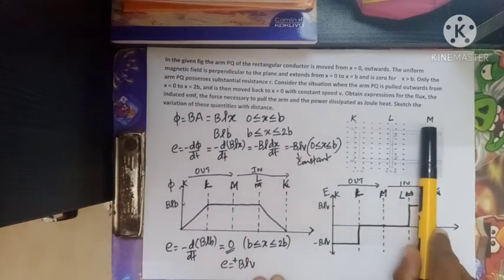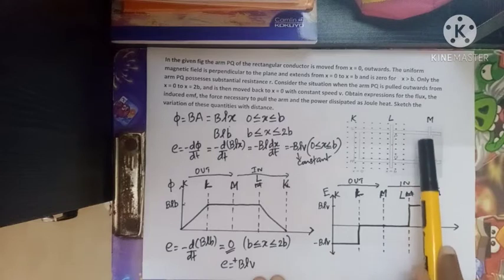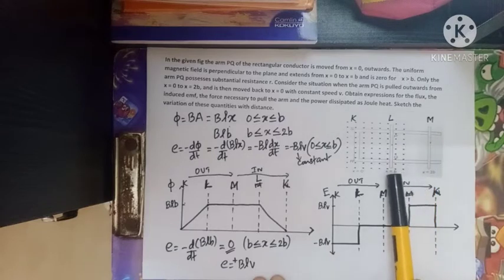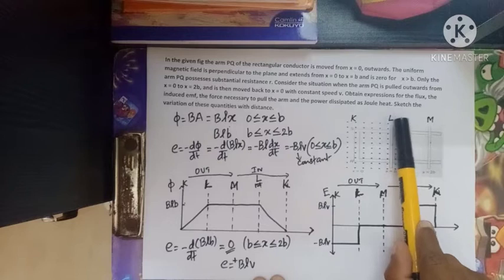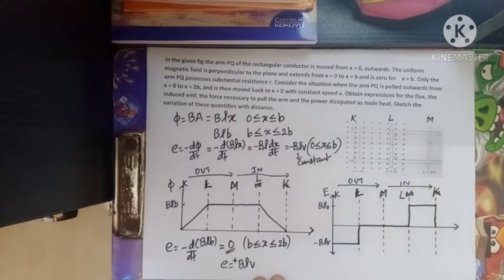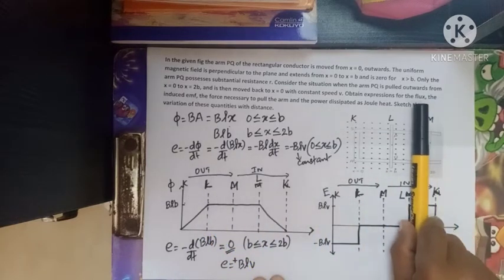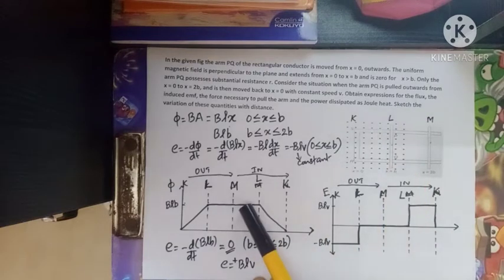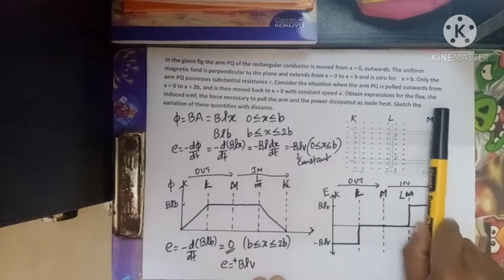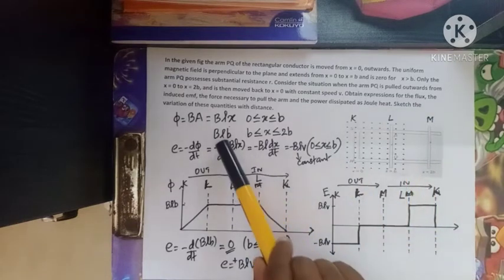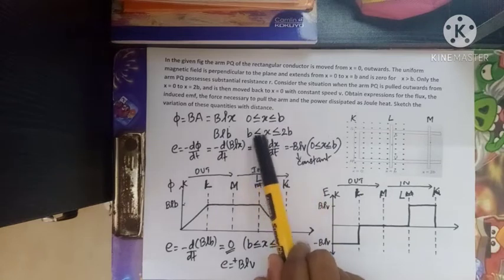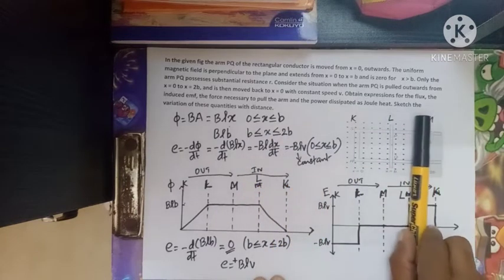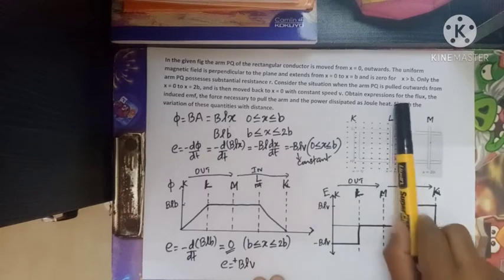Thereafter there is no increase in flux because there is no field line in this region. From x equal to b to x equal to 2b, or from L to M, there is no magnetic flux change. So the magnetic flux remains constant. This is for the outward movement. For the returning movement, that is the inward movement, from M to L also the flux remains at a constant value, because the flux remains at the maximum value. What is the maximum value? B l b. So in this region we have constant flux. In this movement also, the flux will be constant. Thereafter, what happens?